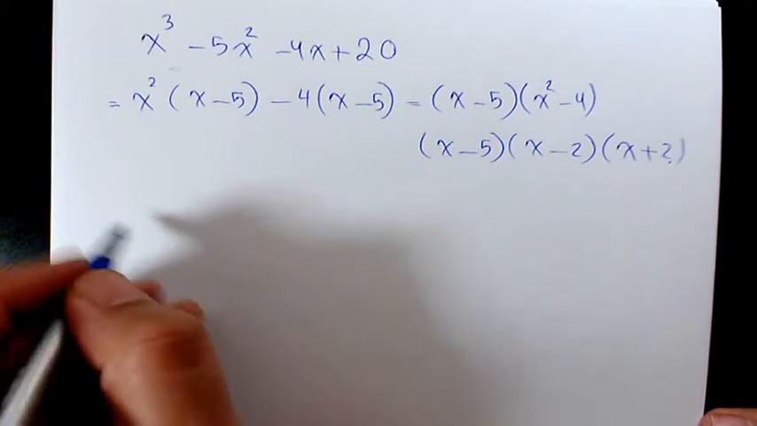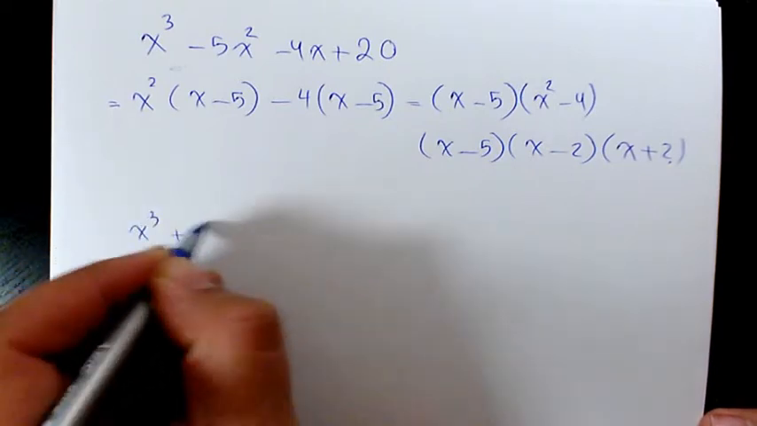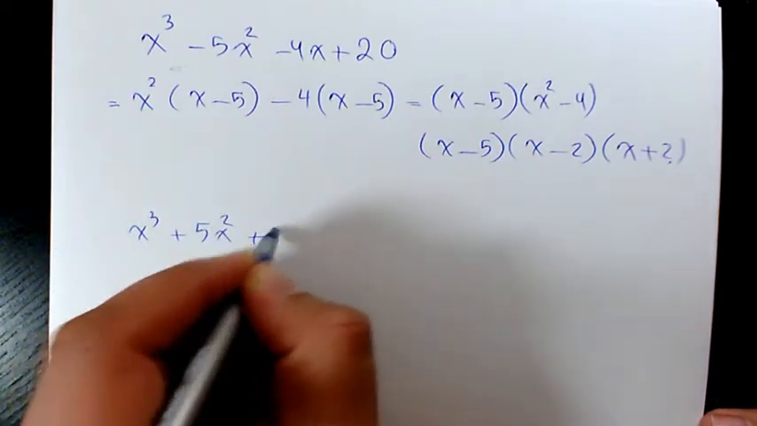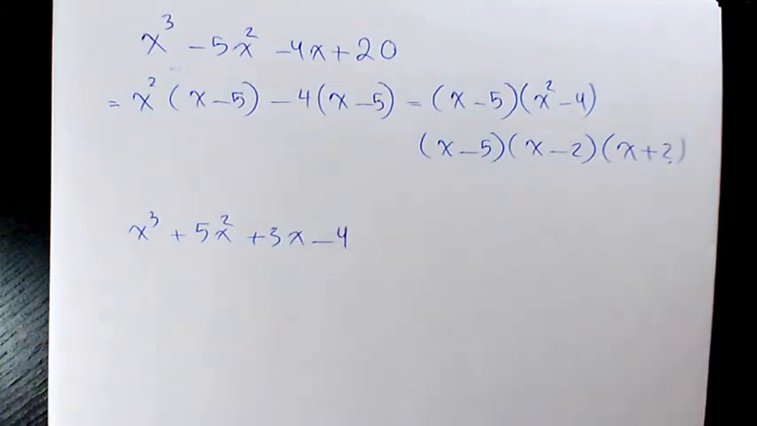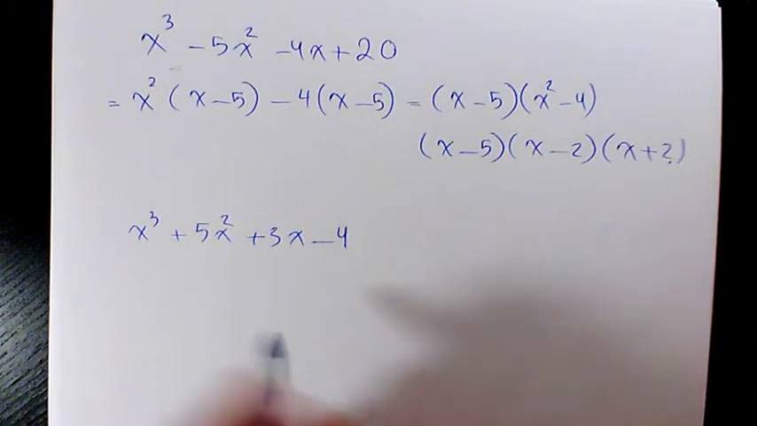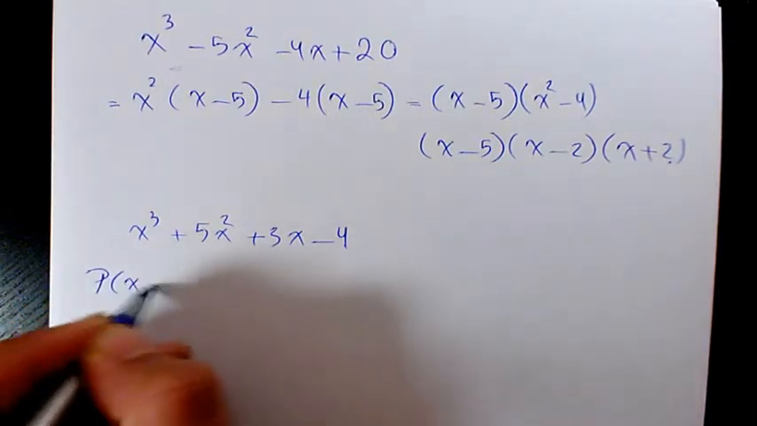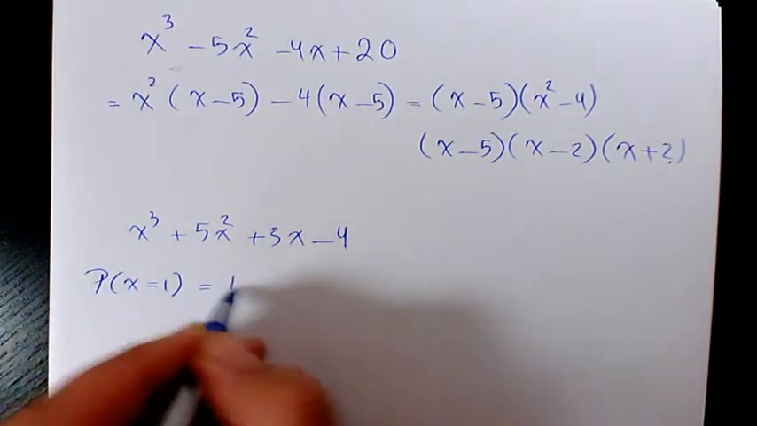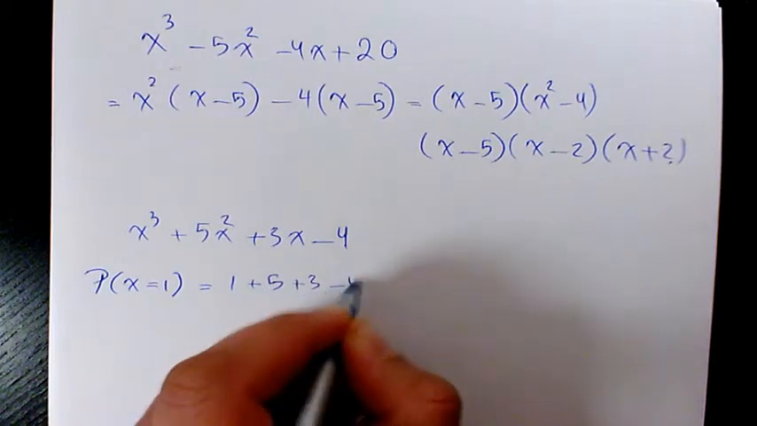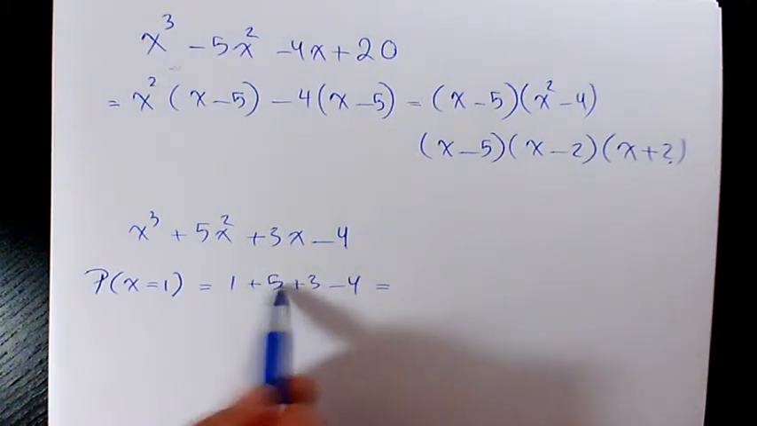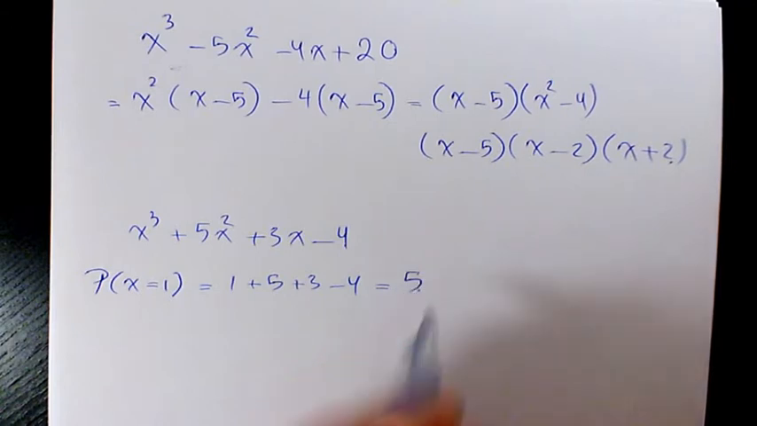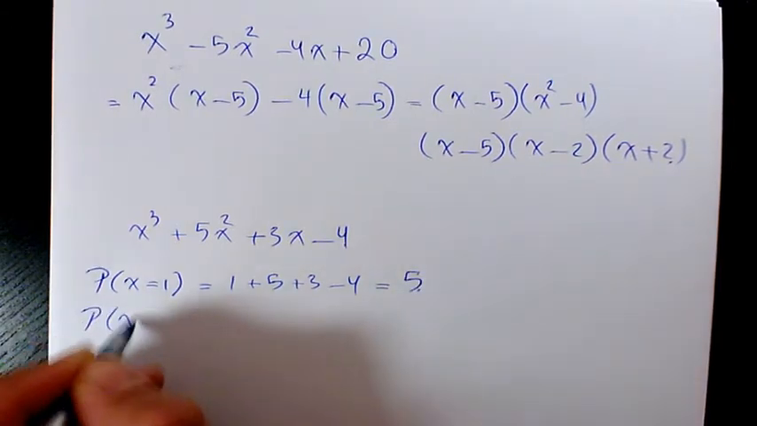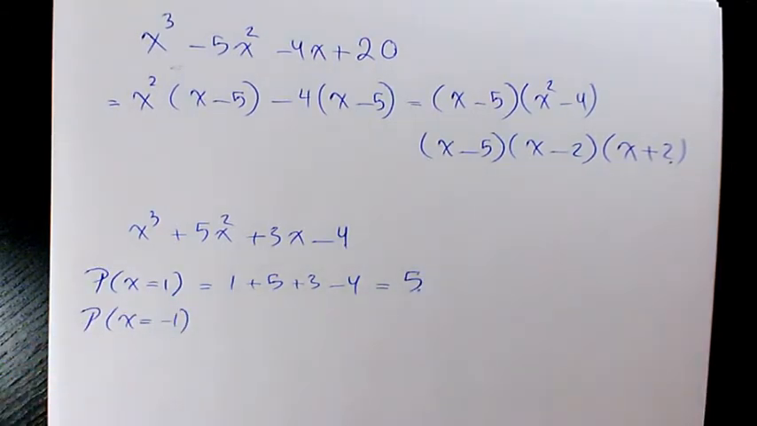Next example. It says x cubed plus 5x squared plus 3x minus 4. So again, we cannot use group factoring or GCF. What I'm going to do is use trial and error. We have 1 plus 5 plus 3 minus 4, that's 9 minus 4, which is 5, so it's not equal to 0.